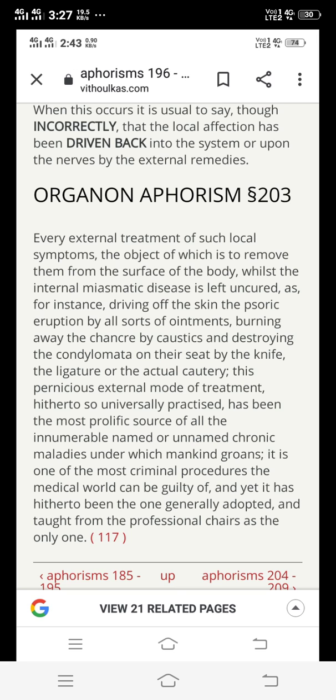Okay, so in this way we finish the local maladies. After this, the next part is chronic diseases. They explain in aphorisms 204 to 209 some chronic diseases. And after this, 210 to 230 is regarding the mental diseases.